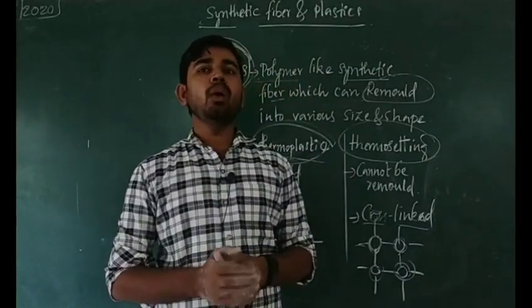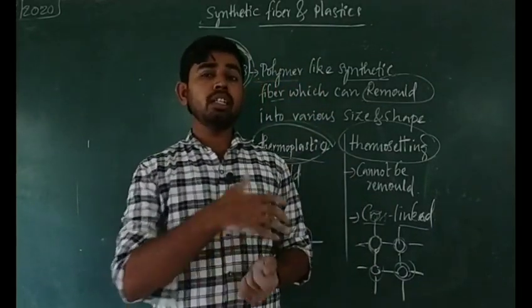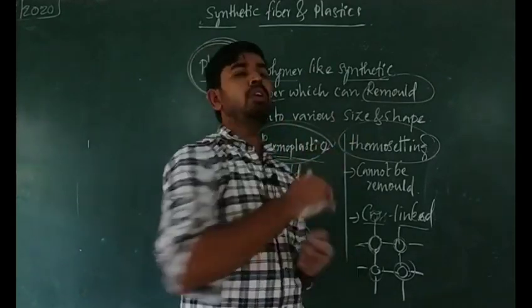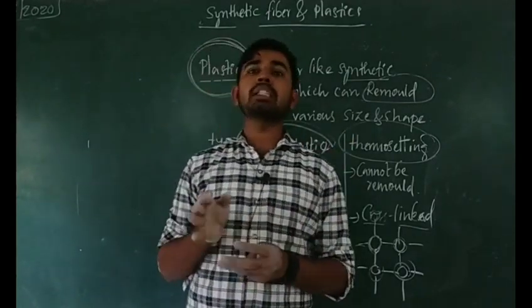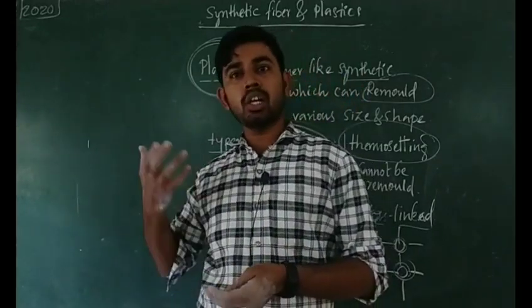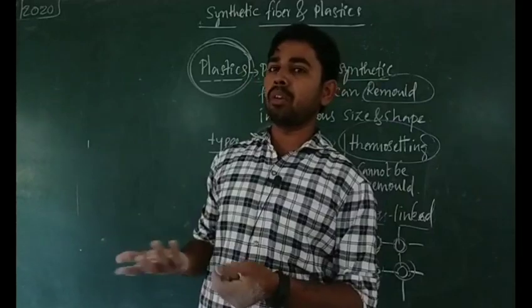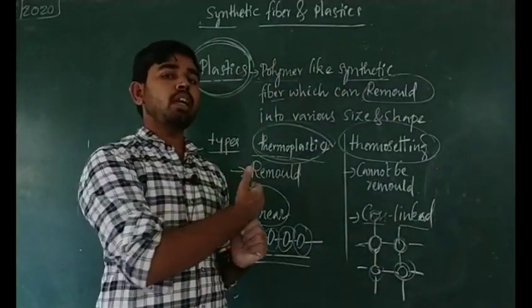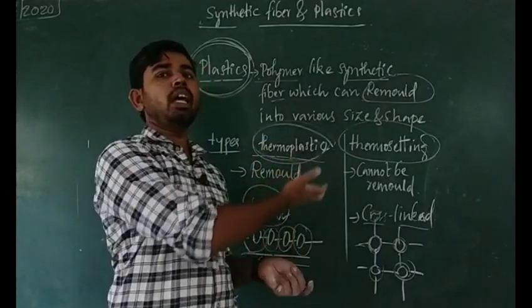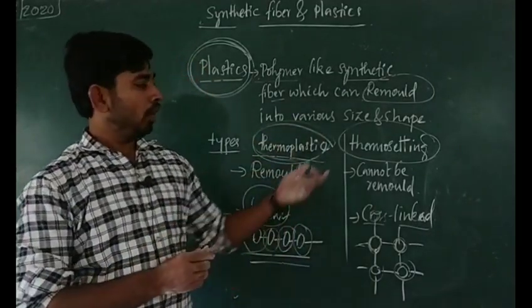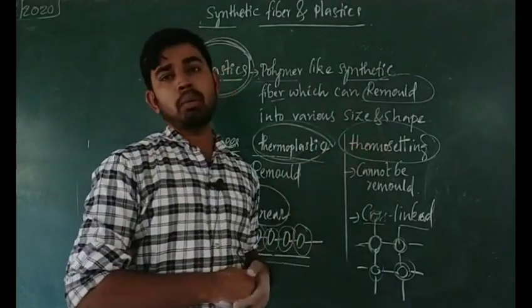PVC means polyvinyl chloride. We will discuss afterwards what are the properties of thermoplastic and thermosetting plastic. Thermoplastics are flexible, they can be remolded into various colors and various shapes. Remold, I am saying remold. You know about PVC pipe, we can melt it again and convert it into different forms. They are flexible.